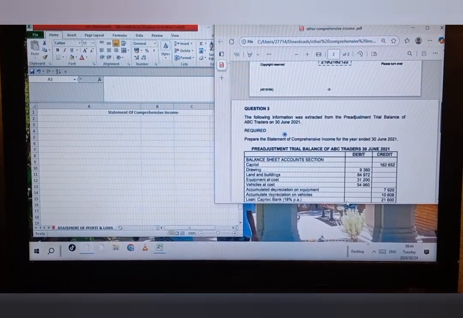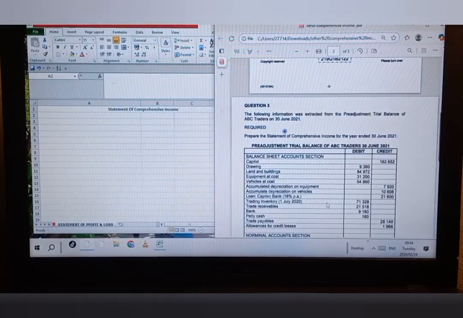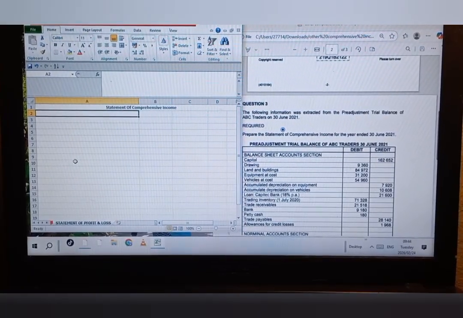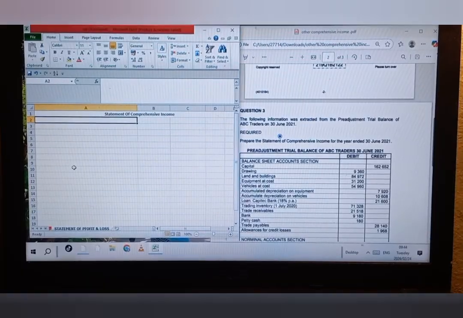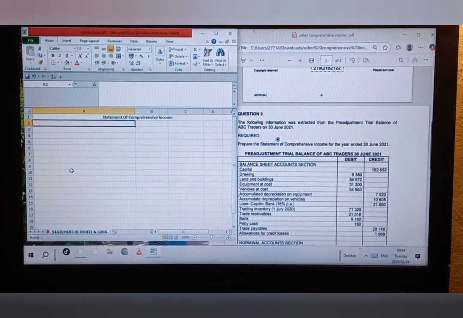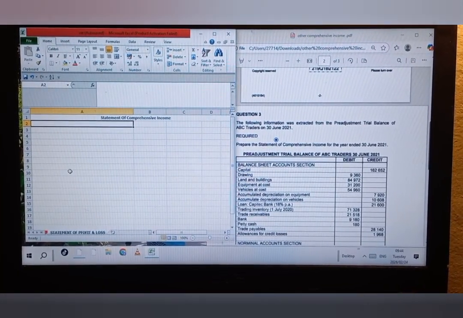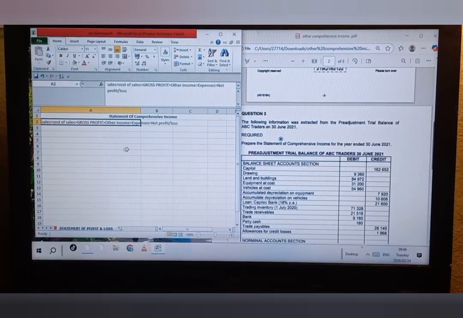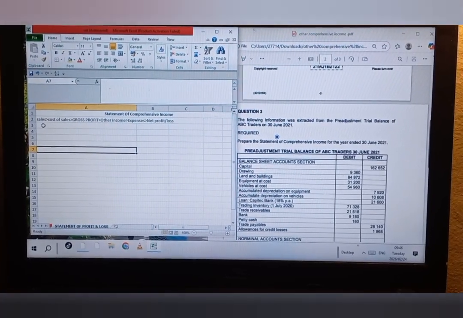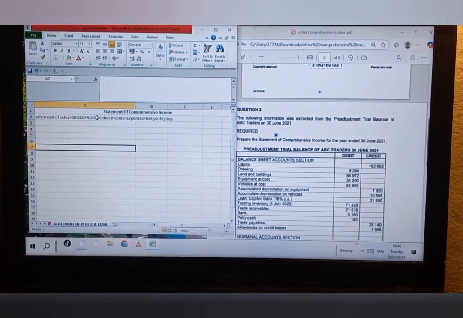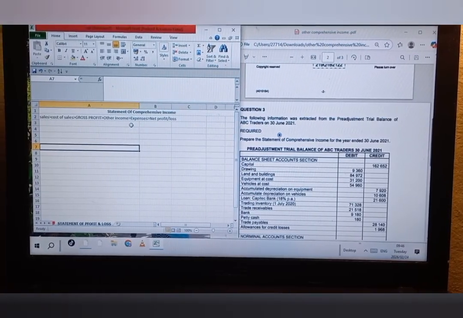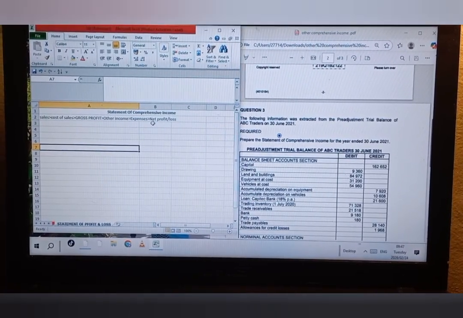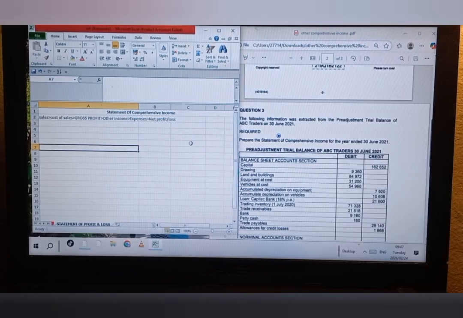The most important thing to know when preparing the income statement is the format. You also need to know that the income statement tells us how revenue turns into net profit. It's split into gross profit and net profit sections. These are the things that make up our income statement. Sales minus cost of sales gives us gross profit, plus other income minus our expenses, and then it gives us net profit or net loss.